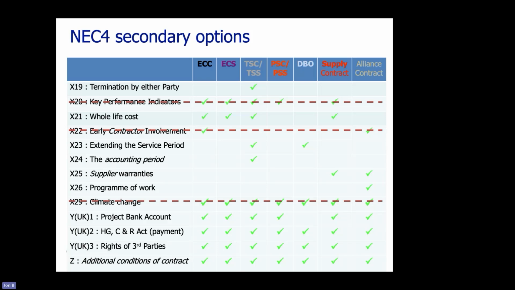Whole life cost is where the contractor can come up with a suggestion where the client might wish to spend more in terms of capital on the actual project, but they will save money over the whole life of the OPEX phase, the operational phase. Good idea, you say. Couple of criticisms of it. Oh yeah, and the contractor gets some of the benefit of that.